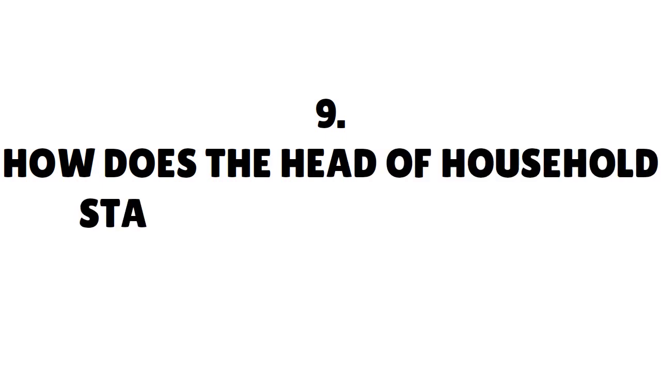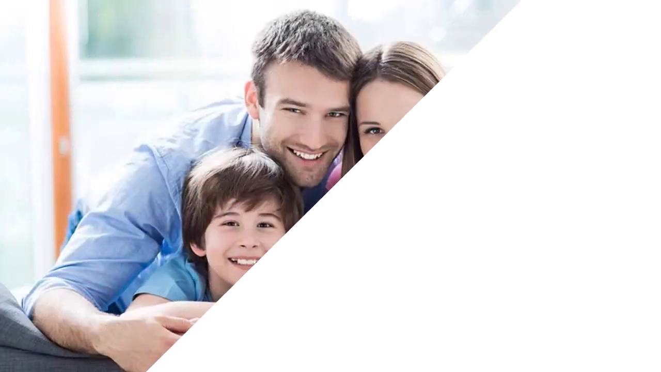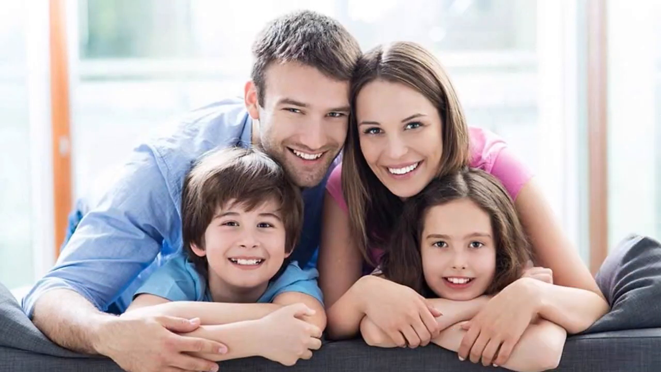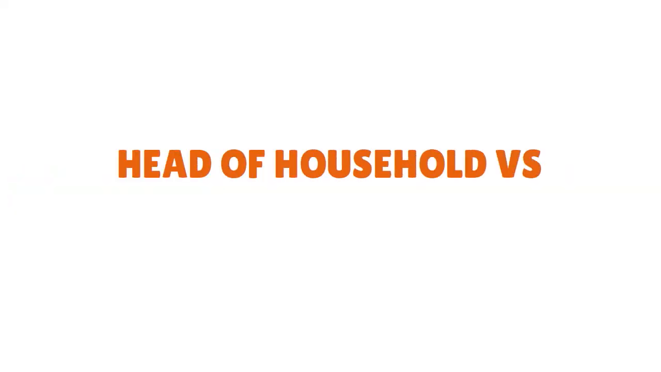Let's talk about how the head of household status compares to other filing statuses, because a lot of folks are interested in the difference here. They want to have a clear idea of what's really happening. Head of household filing status has a more favorable standard deduction amount. It also has lower tax brackets than filing single, but not as favorable as married filing jointly. So let's compare head of household versus single and head of household versus married filing jointly.